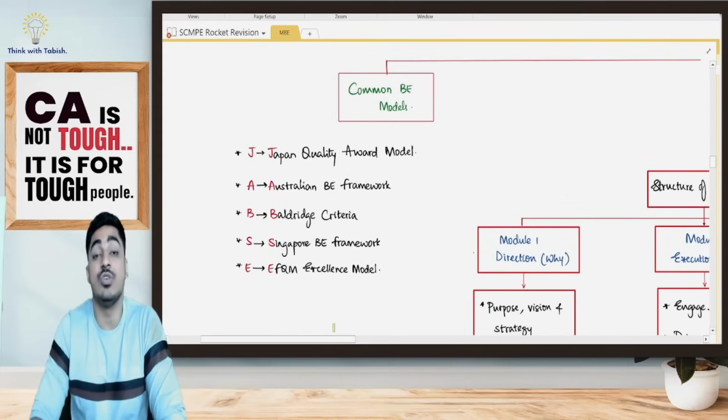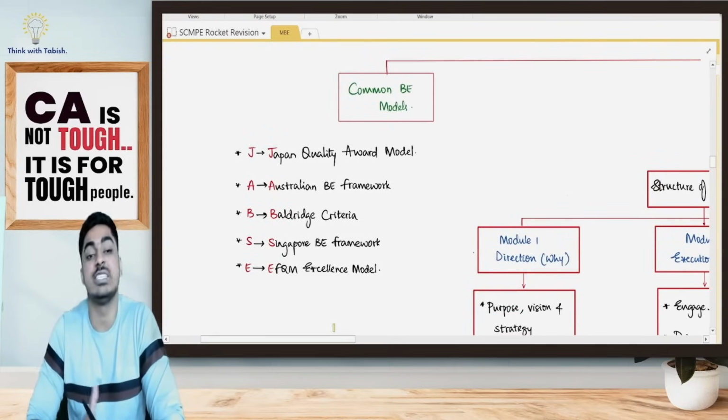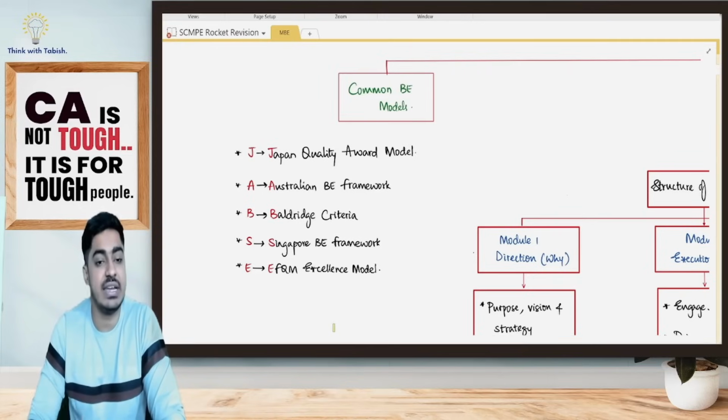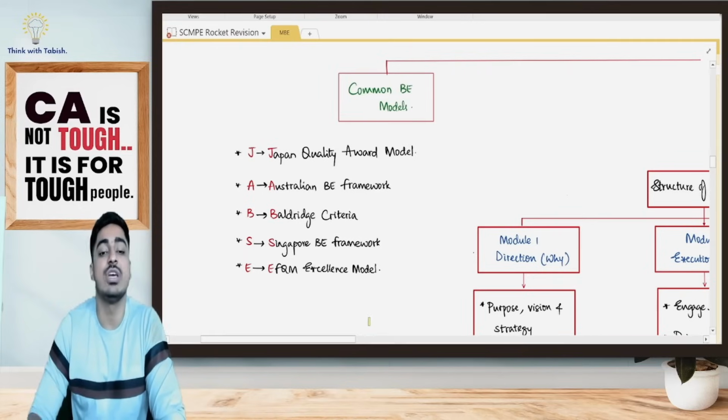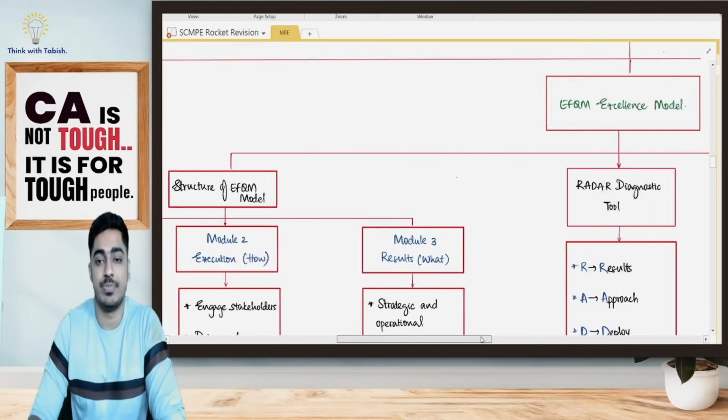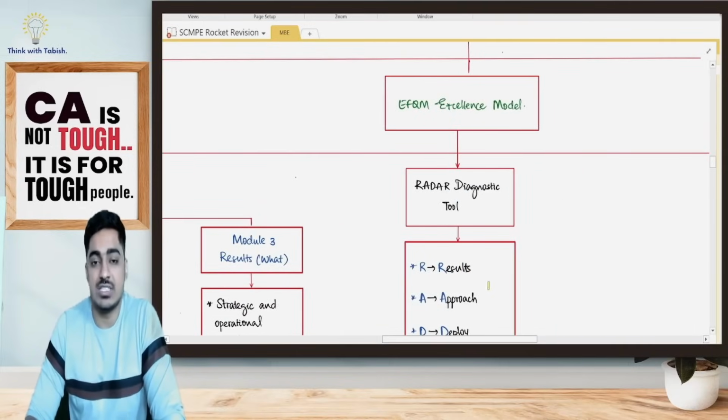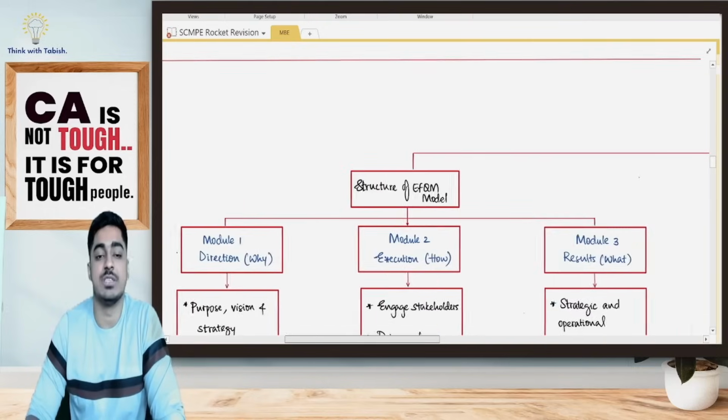Firstly, we have given you a mnemonic, JAPSE. J stands for Japan Quality Award Model. A stands for Australian Business Excellence Framework. B stands for Baldrige Criteria. S stands for Singapore Business Excellence Framework. And E stands for your EFQM Excellence Model. Now, EFQM Excellence Model, very important from your examination perspective.